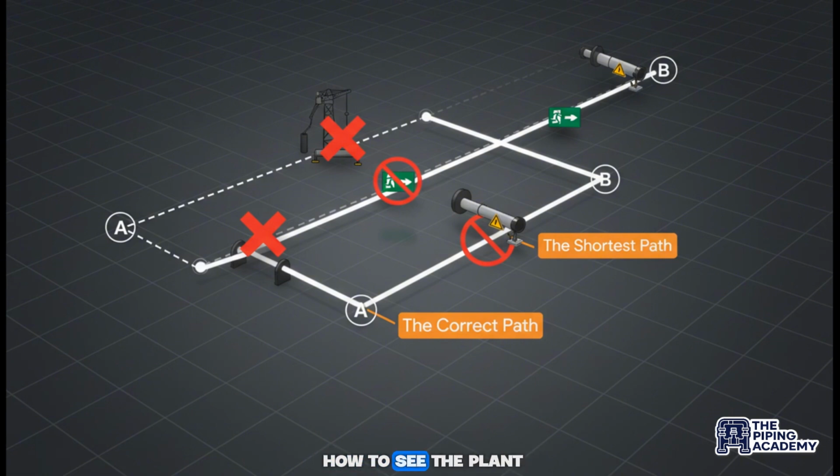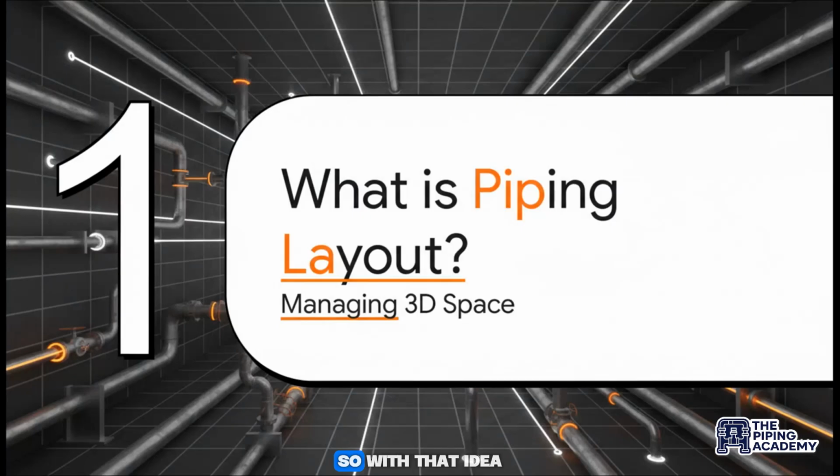We're going to teach you how to see the plant not just as a bunch of lines, but as a dynamic system of competing priorities that you, the designer, have to manage. So with that idea of competing priorities in mind, let's get into it.